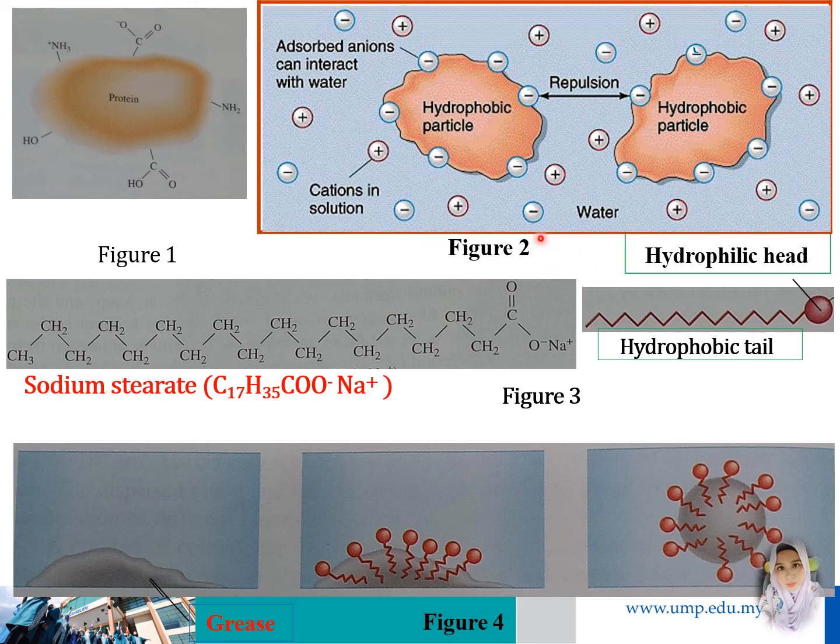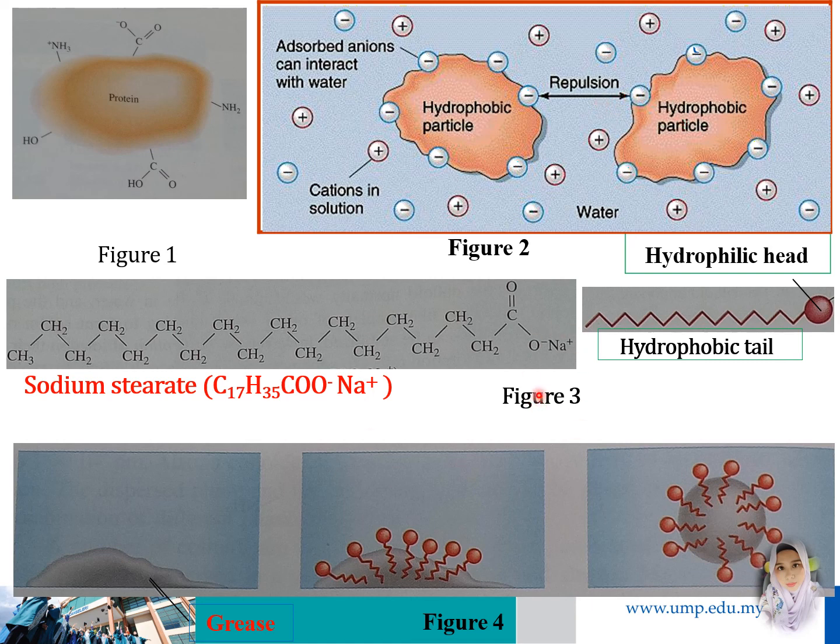Figure 2 shows the schematic illustration of the stabilization of hydrophobic colloids in water by adsorbed ions. Hydrophobic colloids can be prepared in water only if they are stabilized in some way. Otherwise, their natural lack of affinity for water causes them to separate from the water. Hydrophobic colloids can be stabilized by adsorption of ions on their surface. This adsorbed ion can interact with water and stabilize the colloids. At the same time, the mutual repulsions between the colloid particles with adsorbed ions of the same charge keep the particles from colliding and so getting larger.